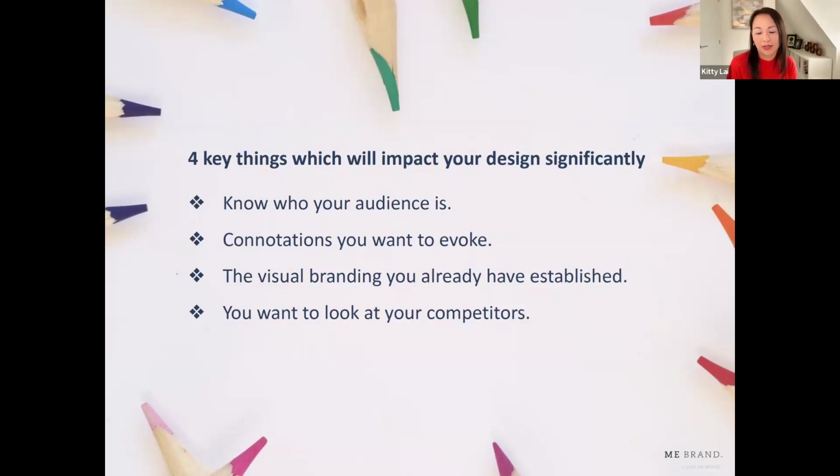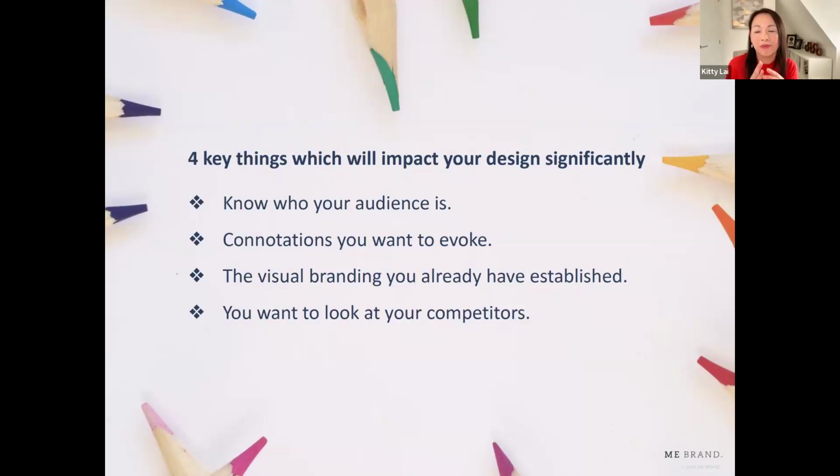Also, the visual branding. So if you have an established brand and you have a website, a brand name, and a logo, it's important to choose a packaging that will work well with what you already have. So it supports your brand instead of working against it.